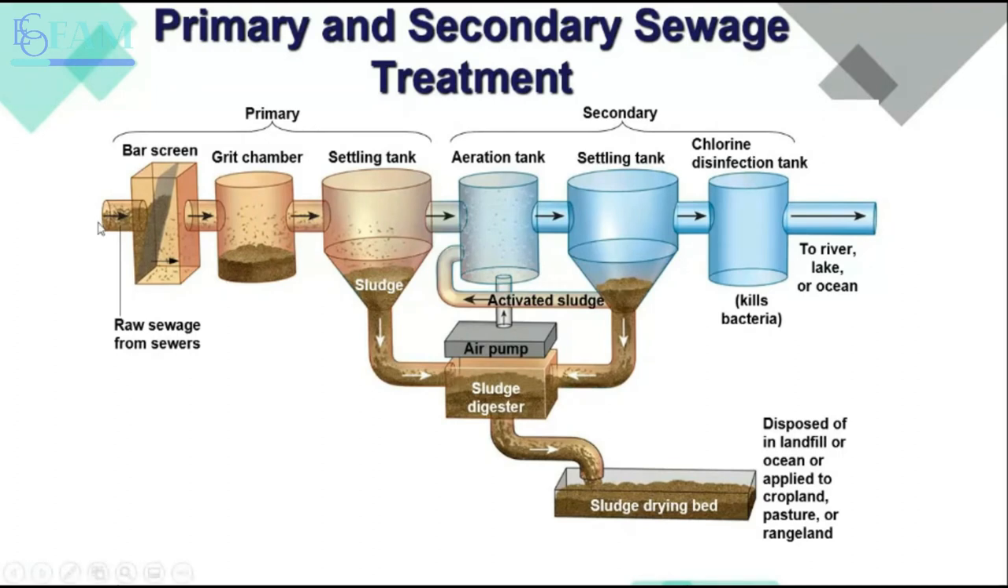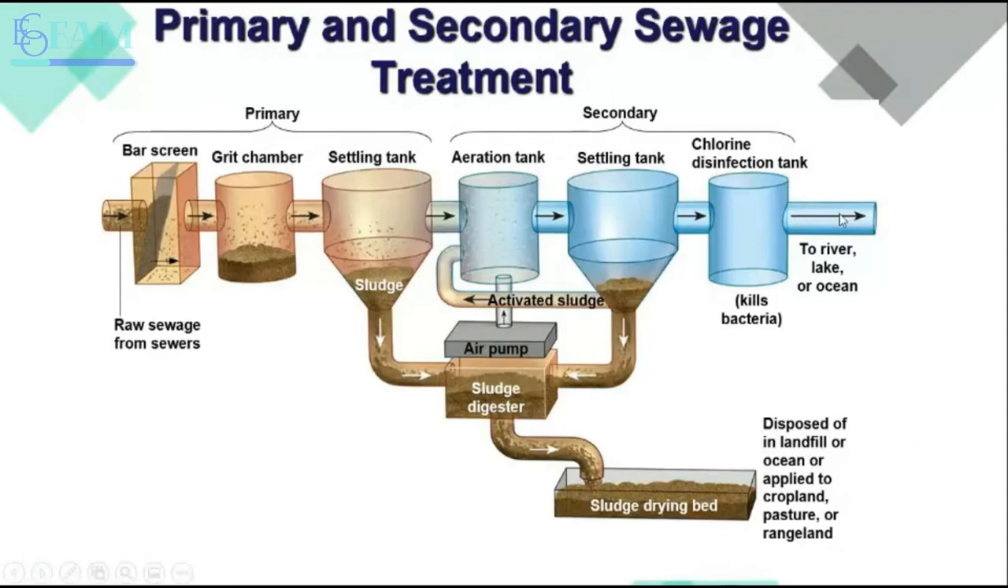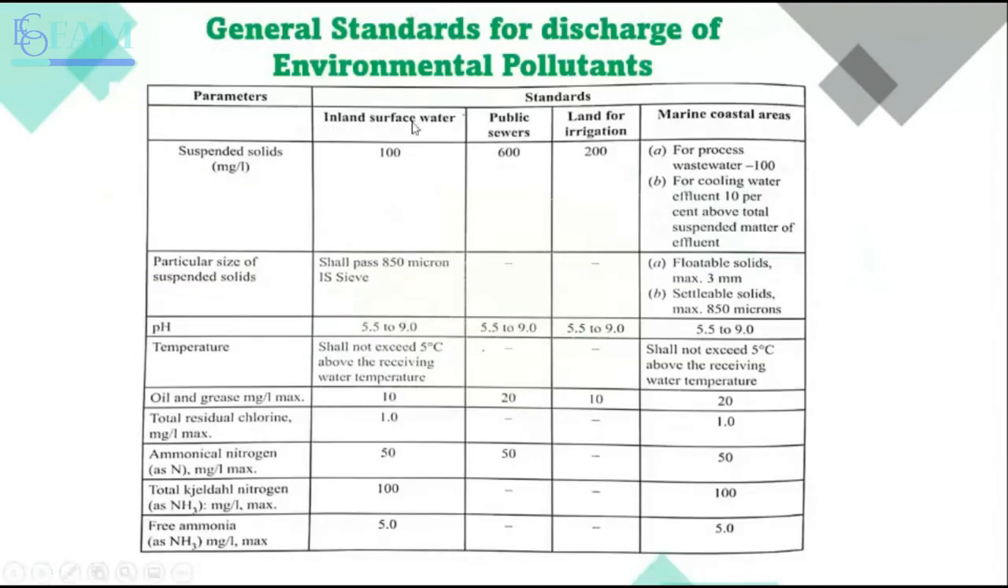So these are the various stages by which sewage water is made fit for drinking purpose, and it takes a lot of time, a lot of energy, and a lot of chemicals to make this polluted water fit for drinking or irrigation purpose. When this water is treated, it can be discharged for various uses. It can be used for inland surface water, meaning we can put it back on the surface, or put it back in the sewer lines, use it for irrigation purpose, or draw it back to the coastal areas.